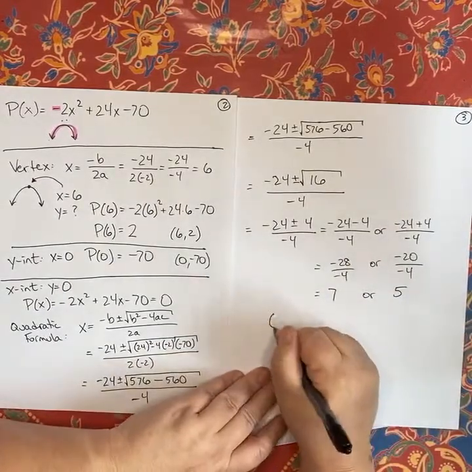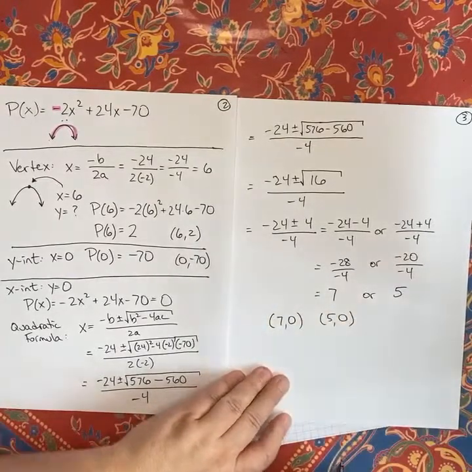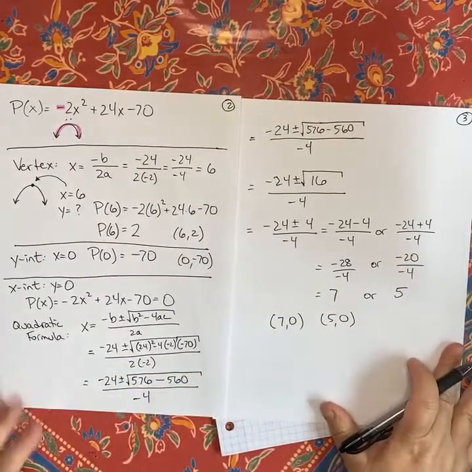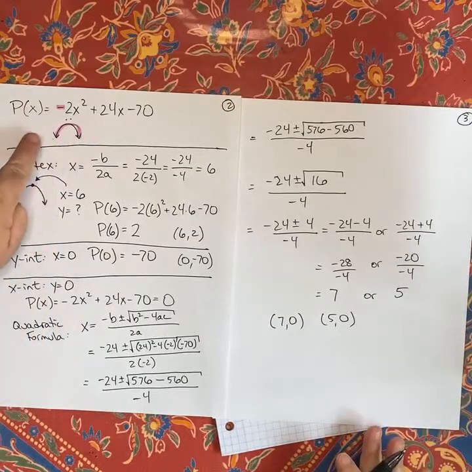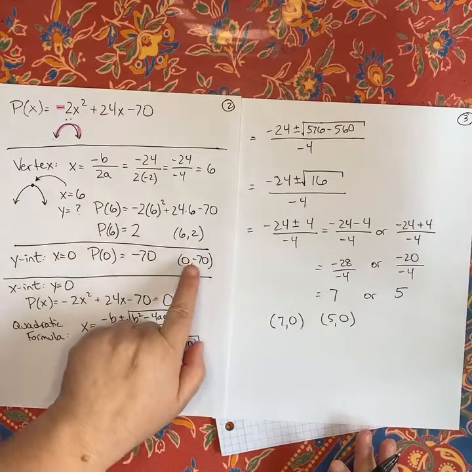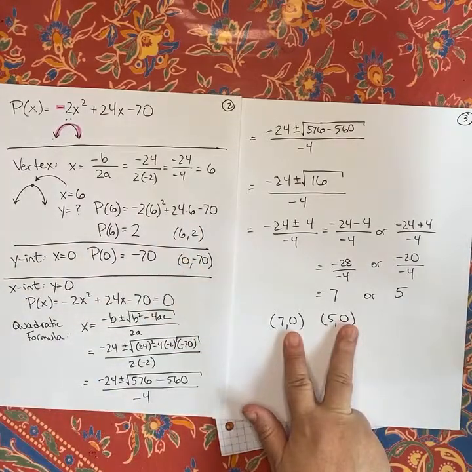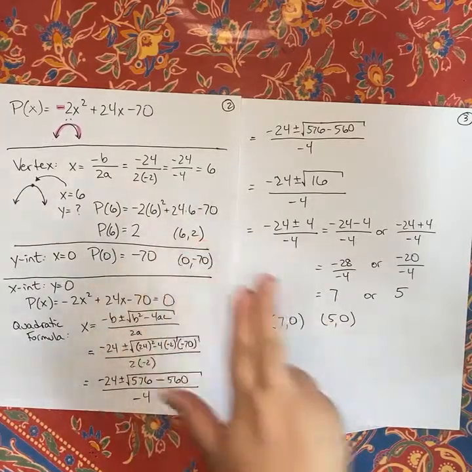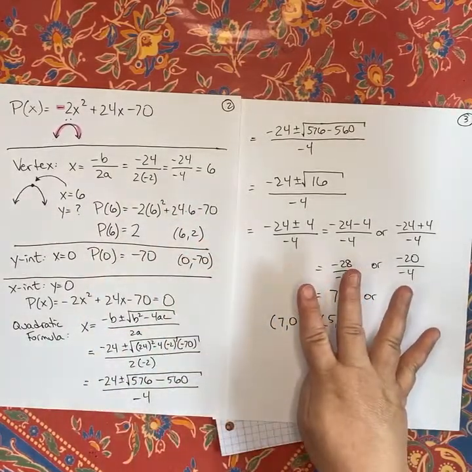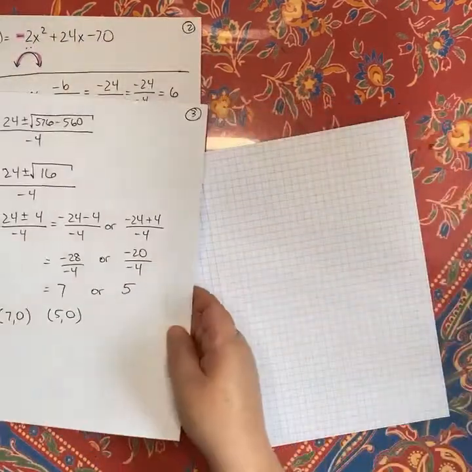So I know I have the points (7, 0) and (5, 0). So between these two pages, I know the shape. I know the vertex. I have the y-intercept and I have two x-intercepts. And those four points are going to be enough to graph. So let's go to a graph.